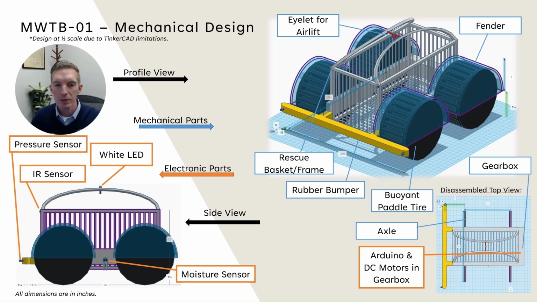Now the sensor array we have is a moisture sensor, IR sensors, and pressure sensors. These are for navigation. These are for locating people, and these are for locating the presence of flooding. We have an LED up here too, just to let everyone know of its presence. Rescue basket design: eyelet for airlift, a couple of fenders to keep people safe and satisfy the requirements, and we have a rubber bumper here, so when we hit stuff and or people, it'll be okay.